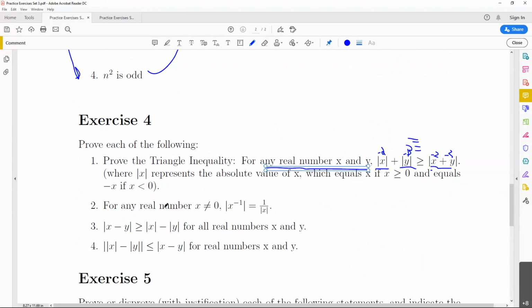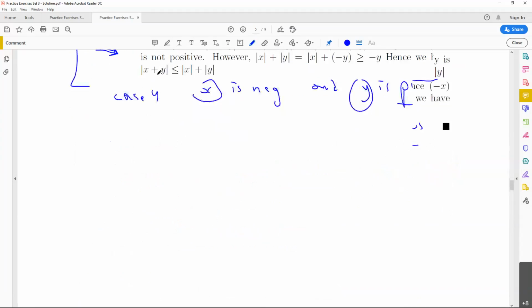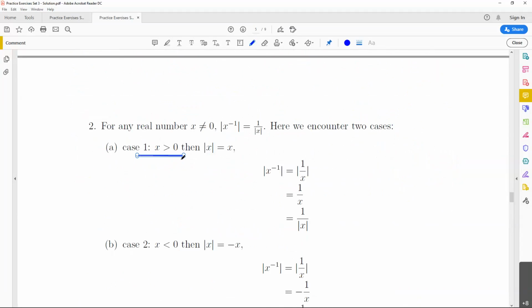Part two. For any real number x that's not zero, the absolute value of x to the power minus one is 1 over the absolute value of x. Easy enough. Either x is going to be positive or negative. It's not going to be zero because it's given that it's not zero. Let's say it's positive. x to the power minus one is 1 over x. It's positive, so it's 1 over the absolute value of x. Done.